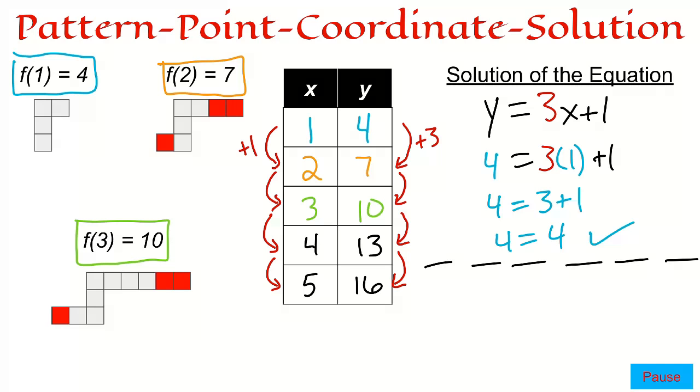Let's do 3, 10. All right, so the y value, 10, is equal to 3 times the x value, 3. So I'm using this point right here, 3, 10, and I'm plugging it in. And then we have to add 1 here at the end because of this plus 1. So notice I just plugged 3 in for x, and I plugged 10 in for y.